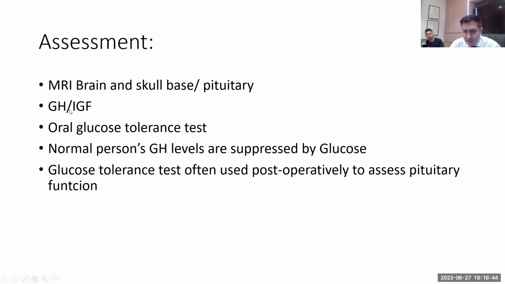But one of the most sensitive ways of assessing someone for acromegaly is to do an oral glucose tolerance test. In the presence of glucose, a normal person shouldn't produce growth hormone. The growth hormone should go right down. And so the glucose tolerance test is not only used to diagnose the presence of diabetes, which is a complication of acromegaly, but it's also used to assess growth hormone's appropriate secretion.